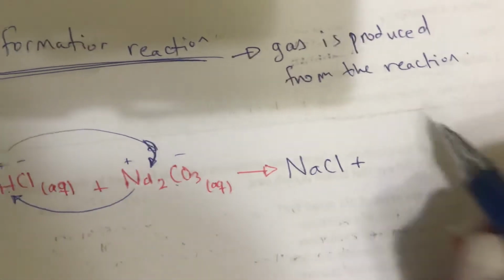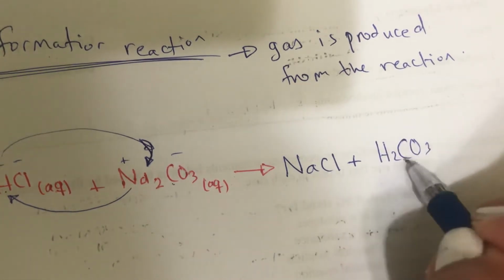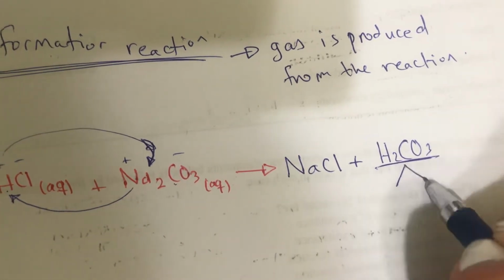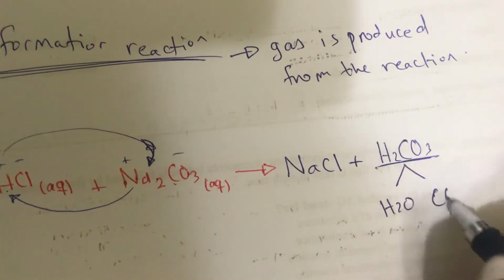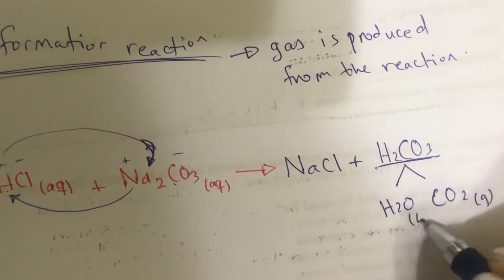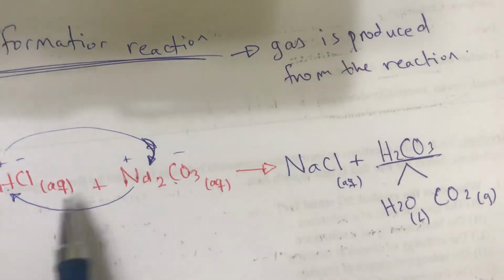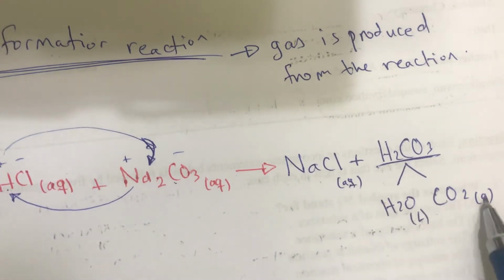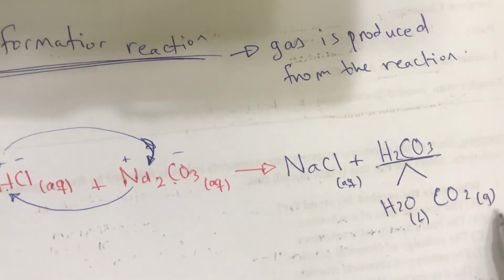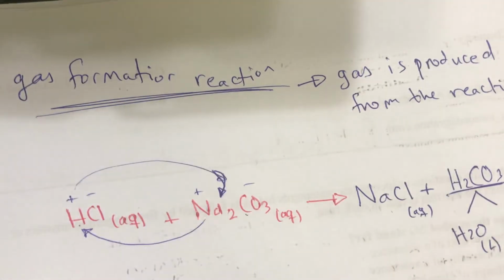with carbonate group, it forms carbonic acid. It directly dissociates to water and carbon dioxide gas. So here, two compounds form two or more compounds, but one of them is gas. So it's a gas formation reaction.